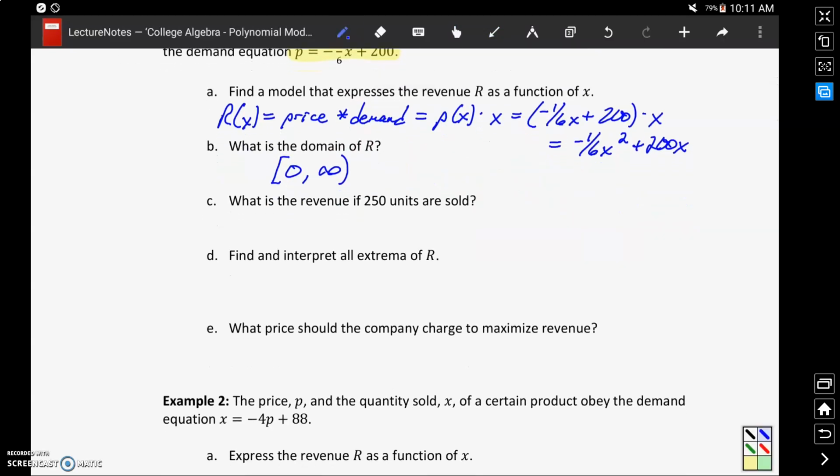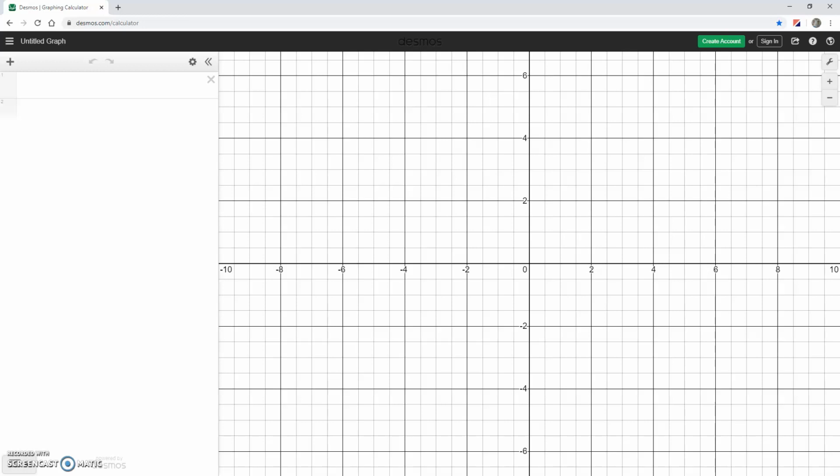We're asked what's the revenue if 250 units are sold. In order to find this, we would simply evaluate our revenue function, which we've now found, at x equals 250, which would give us a value of approximately 39,583, or $39,583.33. Next, we want to find and interpret all extrema of our revenue function.